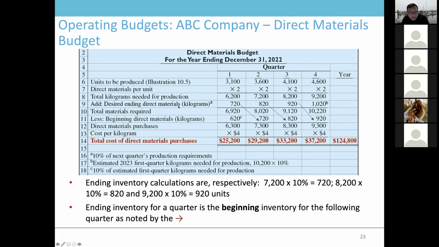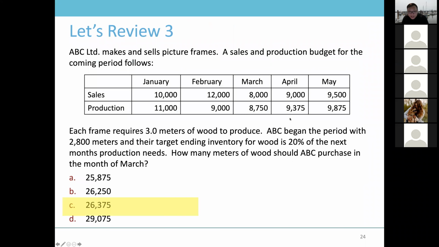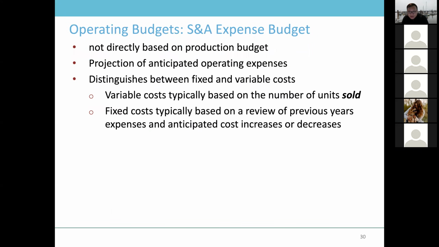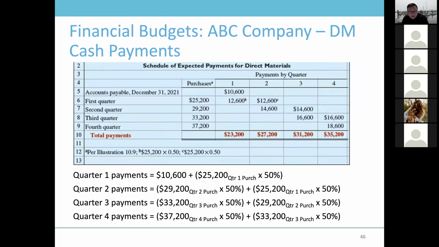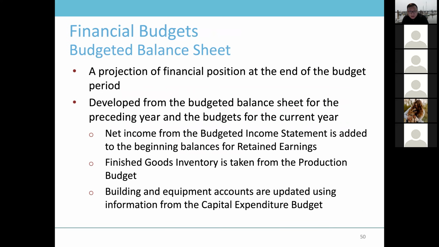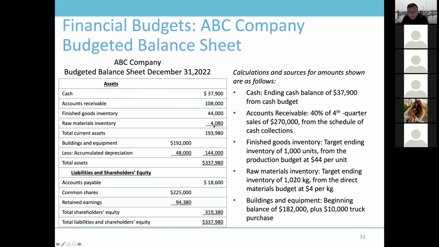That's kilogram, right? And each kilogram costs $4. So I use 1020 times 4. That's 4080, right? Is that the number? 4080. That's my target number. Yeah, see, 4080, right? So now the total, I add them up.